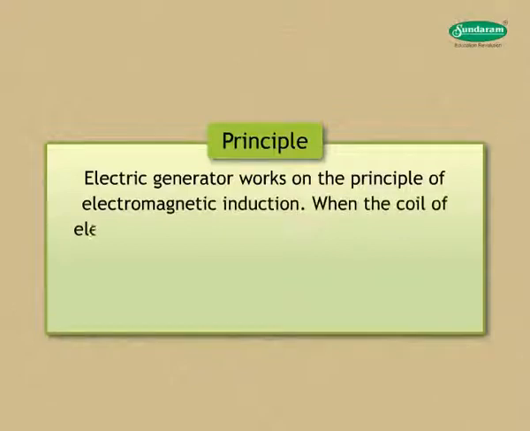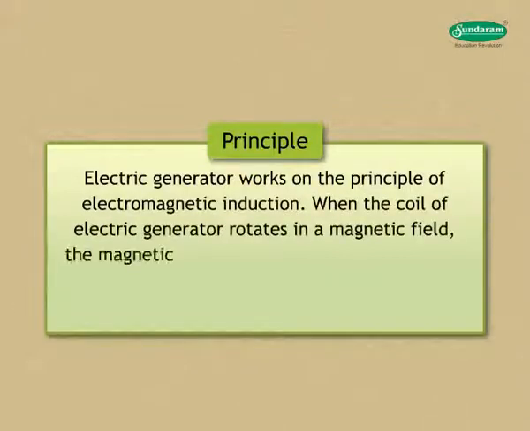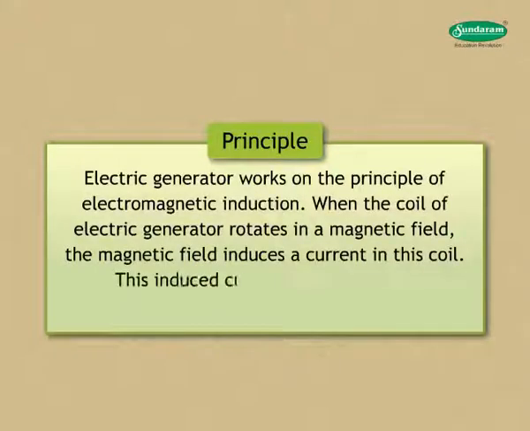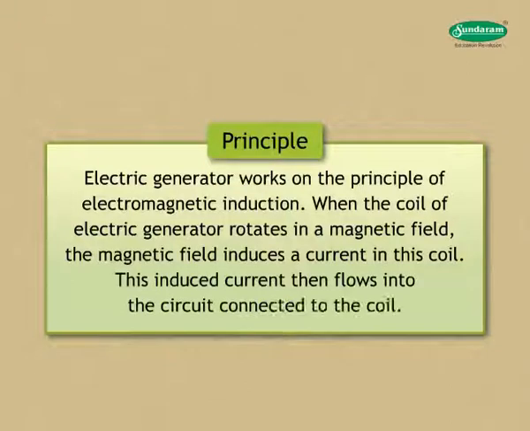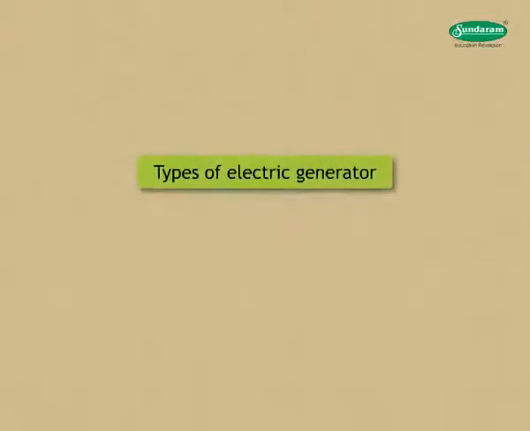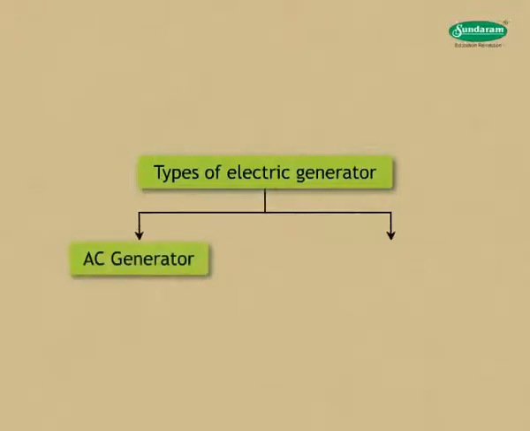When the coil of electric generator rotates in a magnetic field, the magnetic field induces a current in this coil. This induced current then flows into the circuit connected to the coil. Types of electric generator: AC generator, DC generator.